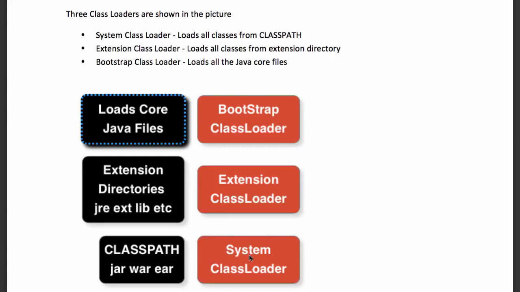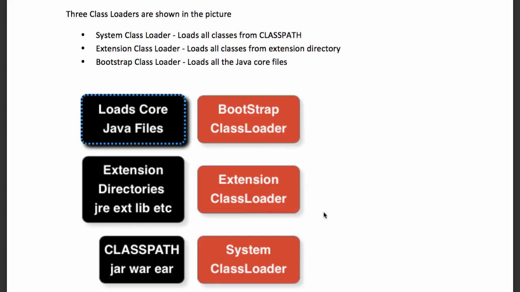Typically, the system class loader is the one which would load all the things on the class path. Typically, all the things in your jar, in your war, those are the things which are loaded by your system class loader. The extension class loader is basically where you are extending the existing Java and providing additional libraries. So that's basically library folders like JRE, ext, lib, and things like that. So that's your extension class loader. And the bootstrap class loader is basically your base Java classes.